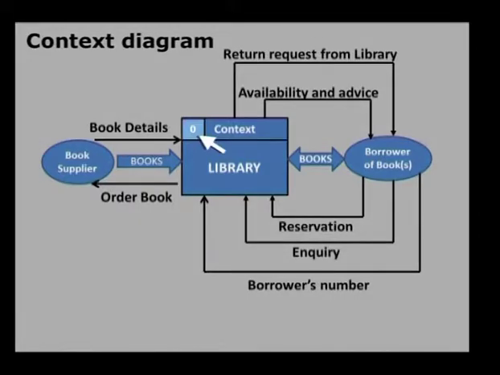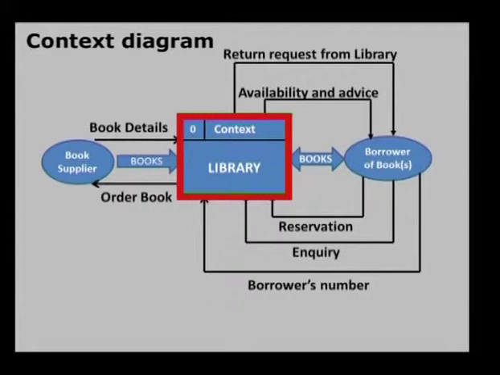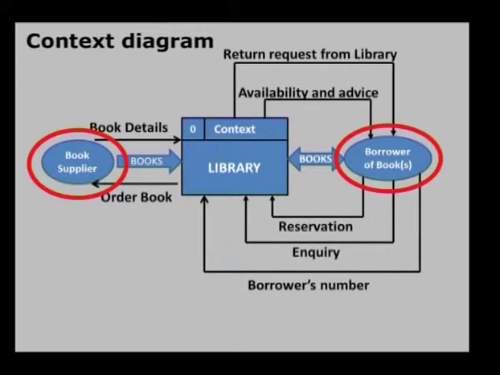The 0 indicates that processes are not being numbered yet. When the rectangle is used to represent a process in the next levels, the other top segment can be used for naming the process. The 4 sides of the rectangle represent the boundaries of the library system. The data flow arrows outside of the rectangle show the system's relationship with its environment. We only aim to show how the entire system interacts with the outside world, its context. There is no detail yet of what happens inside the system.